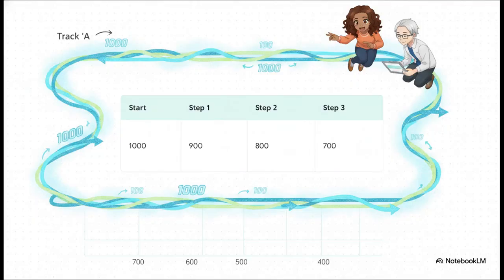Check out the first two numbers on this track, 1,000 and then 900. The difference is pretty clear, right? It's a decrease of exactly 100. Apply that same jump to 700 and you get 600, then 500, then 400. Once you spot that basic repeating step, solving the grid is practically effortless.